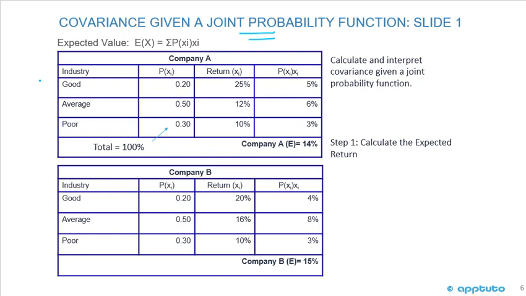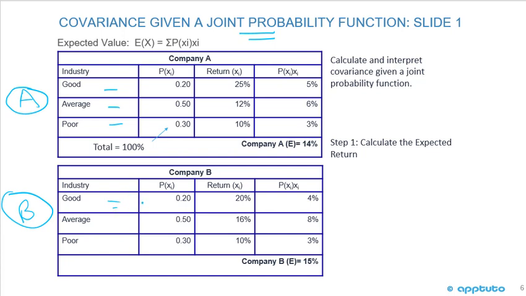Okay, so now because we're talking about covariance, we're talking about more than one asset. So in this case, we have company A and we have company B. So this is set up very similar to what we've just already seen. We have the probability: the industry is going to be good, it's going to be average, or it's going to be poor. But it's going to affect the two companies differently. So we want to calculate the covariance.